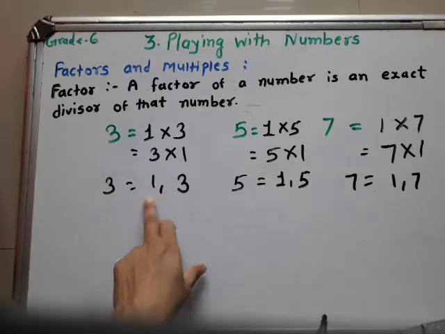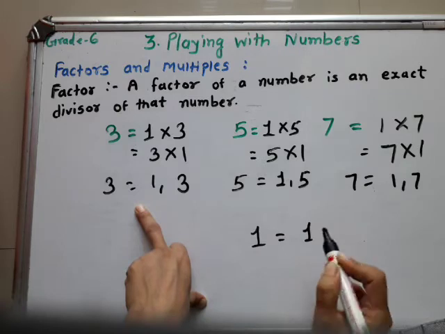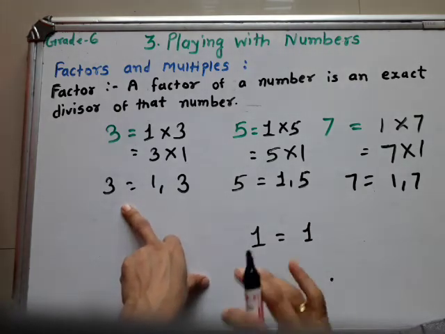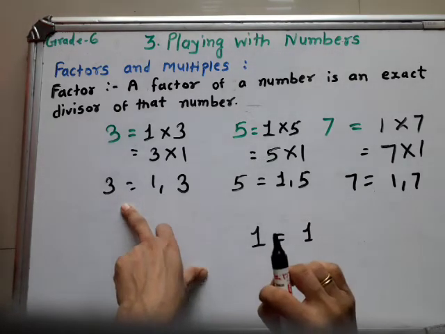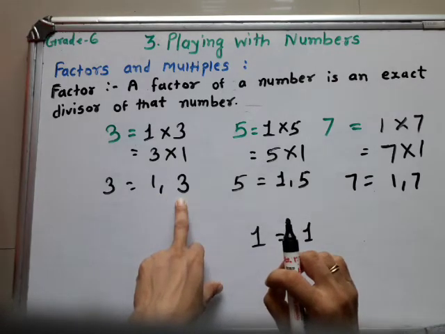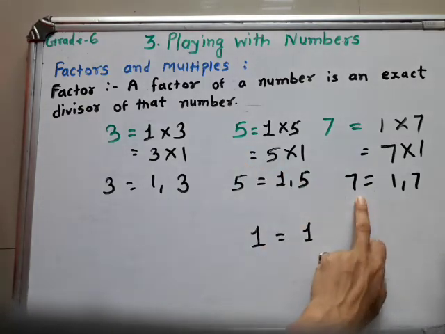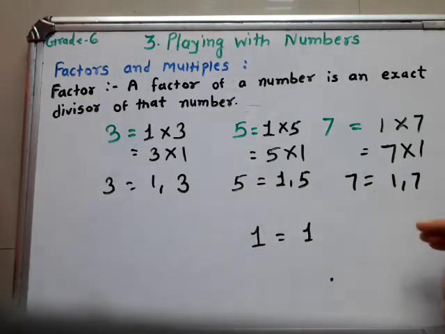Okay, so here every number except 1, क्योंकि 1 को कौन से factor? Only 1. लेकिन except 1, every number has at least 2 factors, that is 1 and the number itself. See here, 1 and the number itself. 7, 1 and the number itself. Okay. So these are the information about factors.